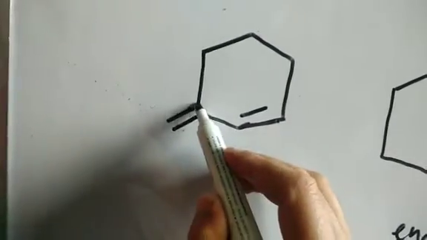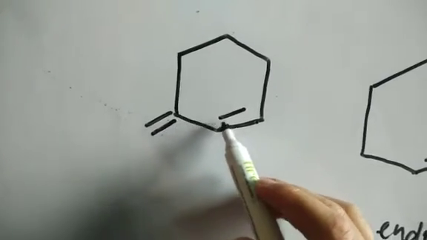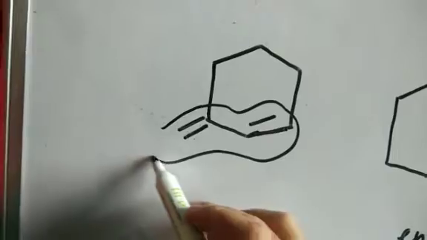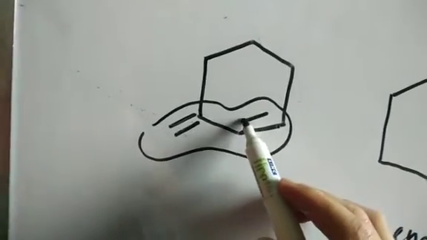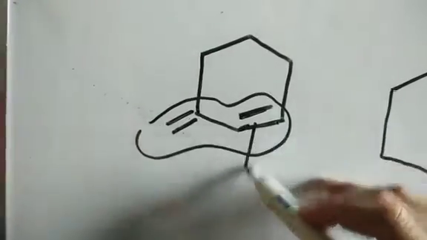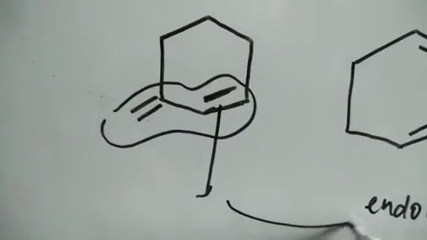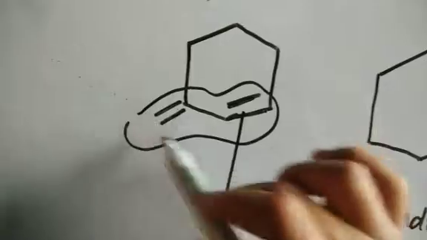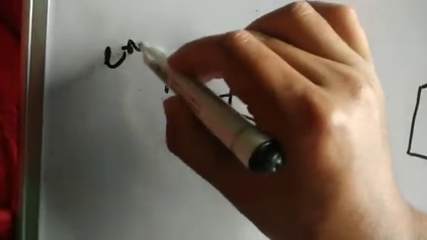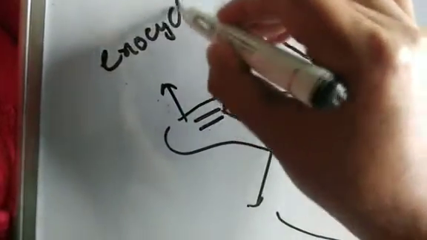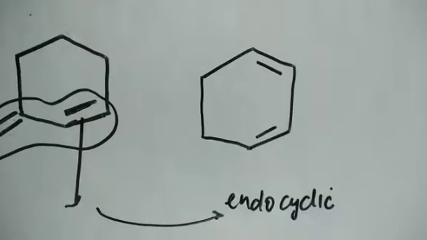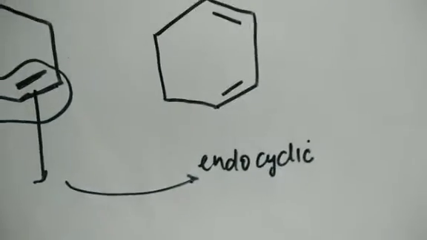Now if you look at the structure, this double bond is in conjugation with this double bond. This double bond is present inside the ring, so it can be called an endocyclic double bond. And this one is outside the ring; it's called exocyclic. So the bonds can be exocyclic or endocyclic.